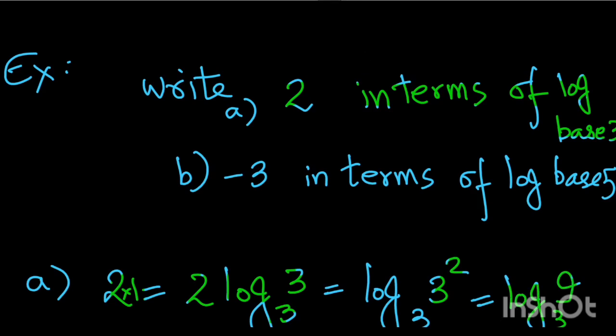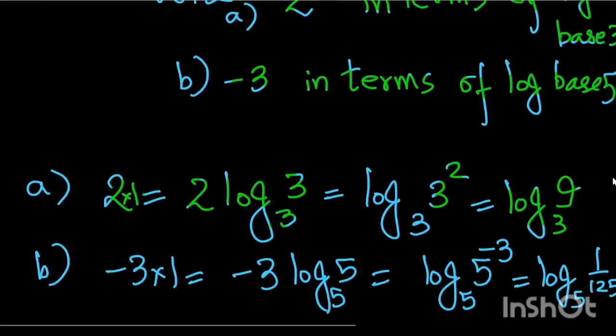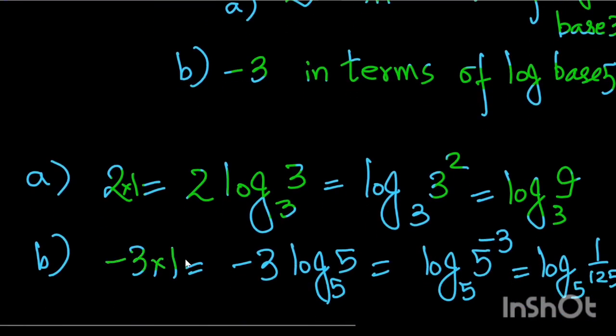In a similar way, if the question is to convert minus 3 in terms of log base 5, what we need to do first is multiply minus 3 by 1, and 1 is written as log 5 base 5, because we have to convert it to base 5. Now minus 3 will move to the power of 5. 5 to the power minus 3 is 1 upon 125. Log of 1 upon 125 base 5 is the answer.